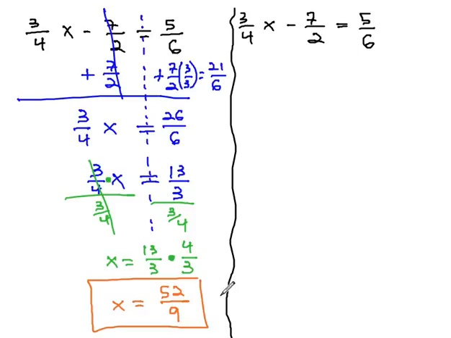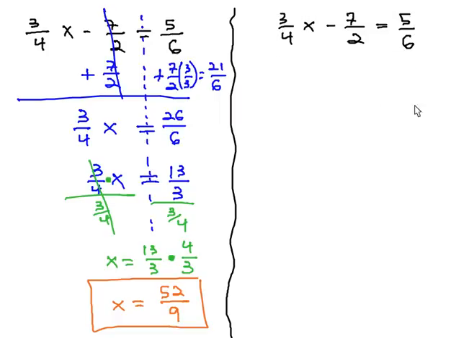Now, this method required a lot of comfort with fractions, finding common denominators, remembering how to add, subtract, multiply, and divide. This may not be the ideal way to go about solving this problem. Rather, we can make this much simpler using a process, doing the same problem, of identifying the least common denominator of the entire problem and multiplying each term on both sides of the equation by the least common denominator. Looking at 4, 2, and 6, we can see the least common denominator here is 12. And what we'll do is multiply each term on both sides by 12.